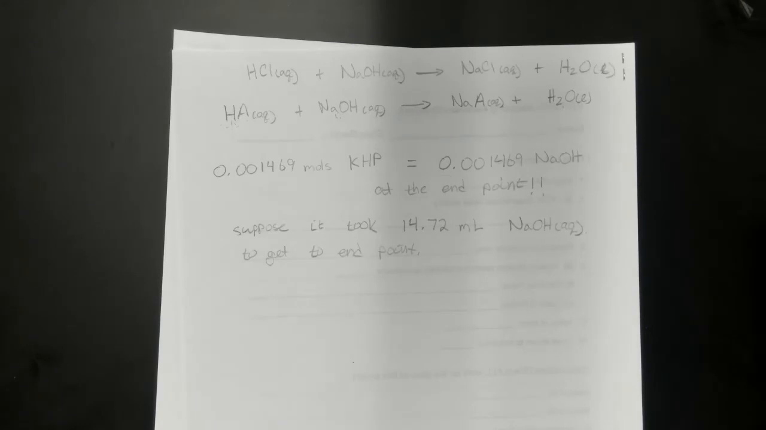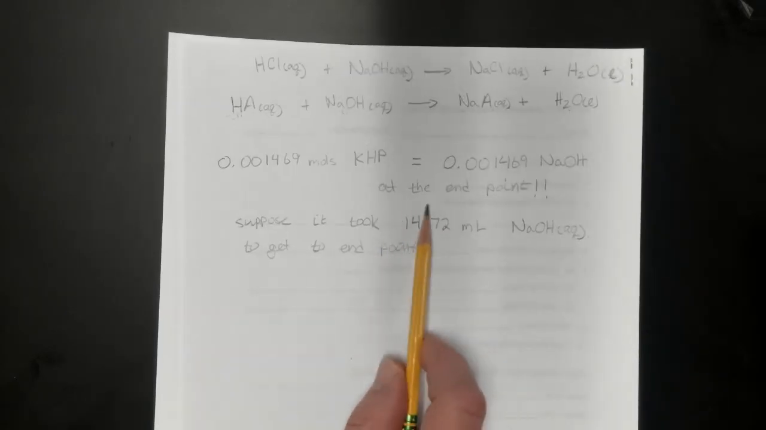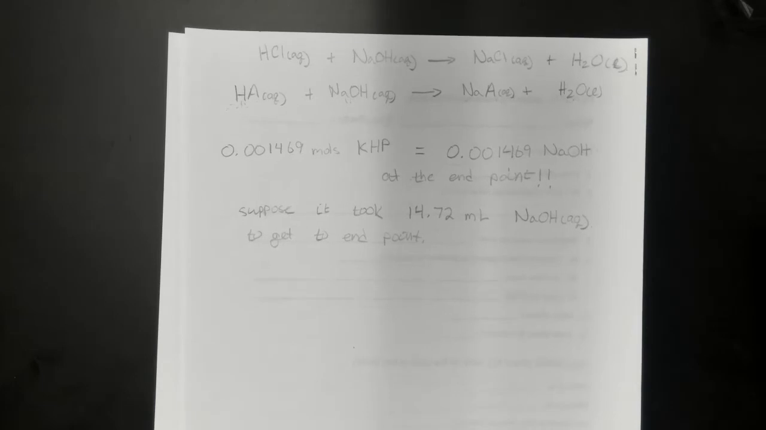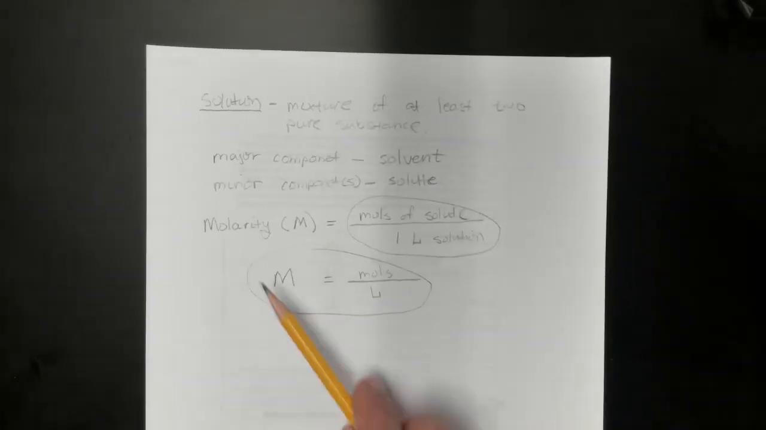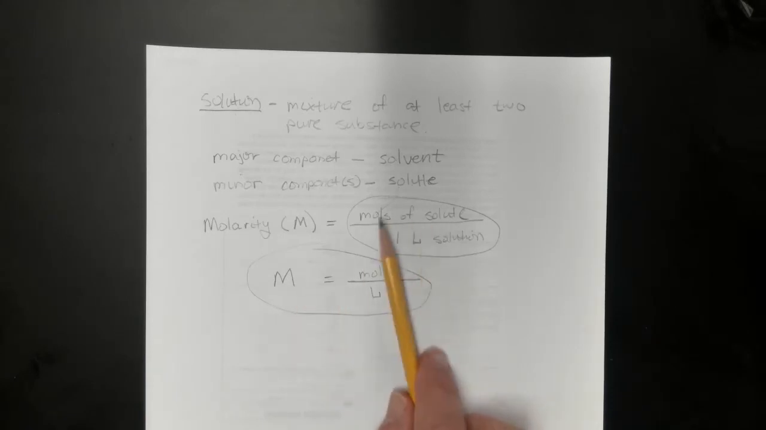So the question is, what is the concentration of sodium hydroxide? What is the concentration of sodium hydroxide that was in this solution of 14.72 milliliters? That's what we have to determine. Well, let's think back. Concentration of sodium hydroxide, the molarity, is moles of solute, moles of sodium hydroxide per liter of solution of sodium hydroxide. We have all the information right here.